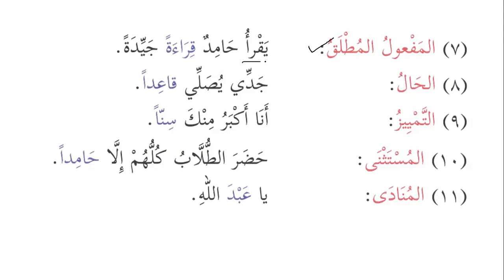For example, qara'a yaqra'u qira'atan. So this is basically the masdar of the verb, and it comes after the fa'il to tell about something, to emphasize the idea, like I did something in a very good manner. يَقْرَأُ حَامِدٌ قِرَاءَةً جَيَّدَةً. We can see that jayyidatan is the sifa of qira'atan. In a very good manner.